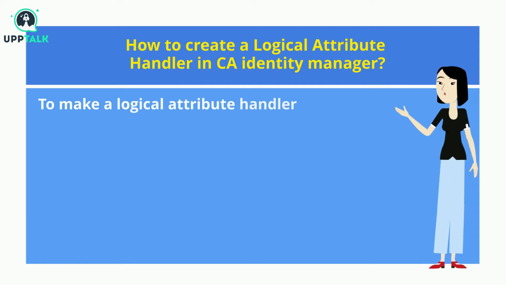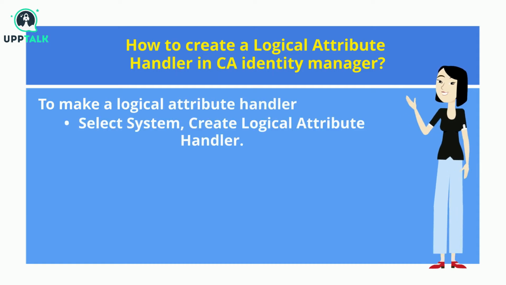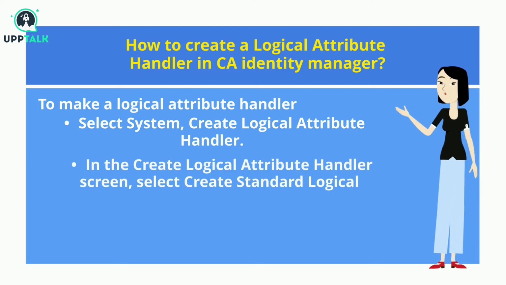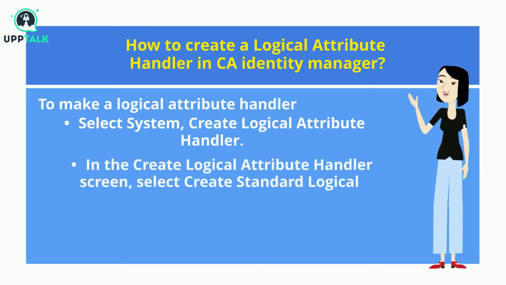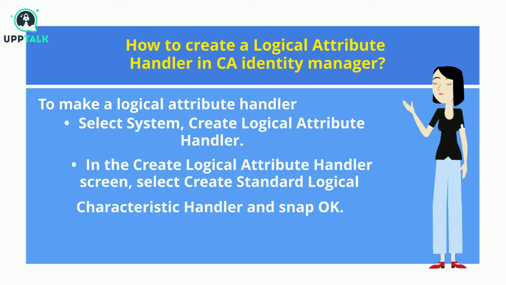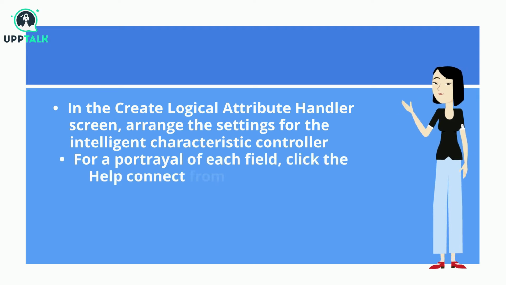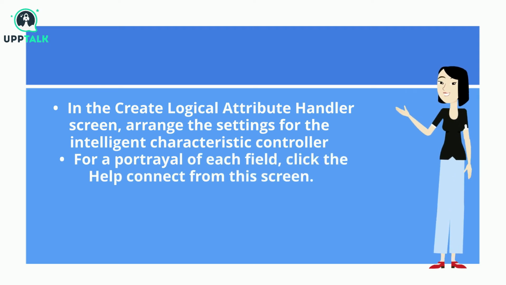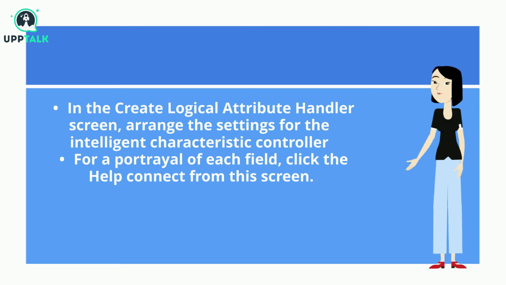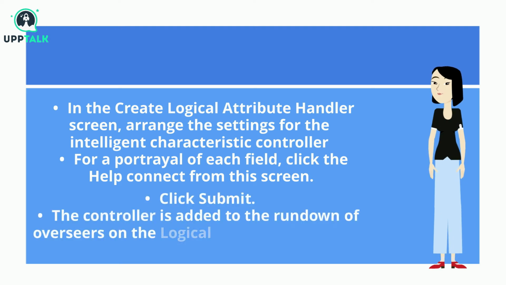To create a logical attribute handler, select System, Create Logical Attribute Handler. In the Create Logical Attribute Handler screen, select Create Standard Logical Attribute Handler and click OK. In the Create Logical Attribute Handler screen, configure the settings for the logical attribute handler. For a description of each field, click the Help link from this screen. Click Submit. The handler is added to the list of handlers on the Logical Attribute Handler screen.